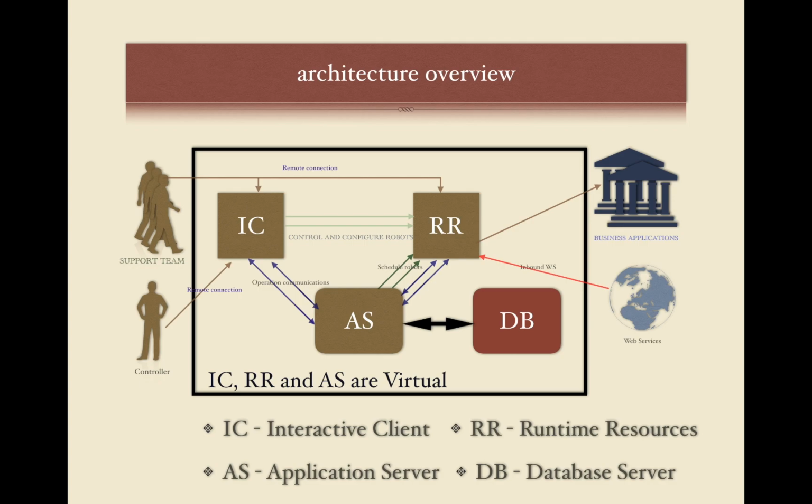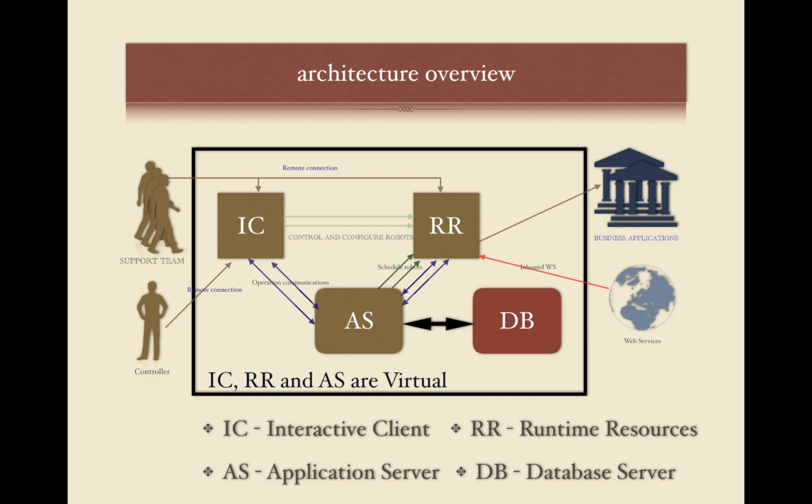The way the process will work is, the controller will log into the interactive client using a remote connection, and it will instruct the runtime resource to run a process. Then the runtime resource will communicate with the application server with the help of operating communications, with the help of these blue arrows. Then accordingly, the application server will get the data from the database server and give it back to the runtime resource so that it will process the required process accordingly. So that's the complete flow of the process request.